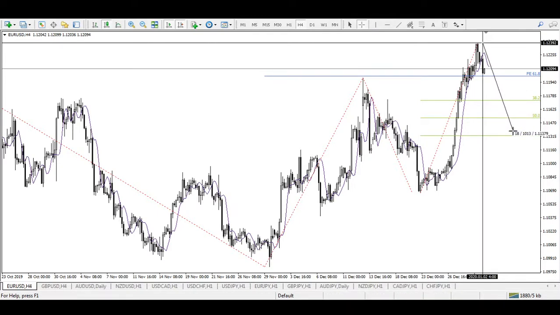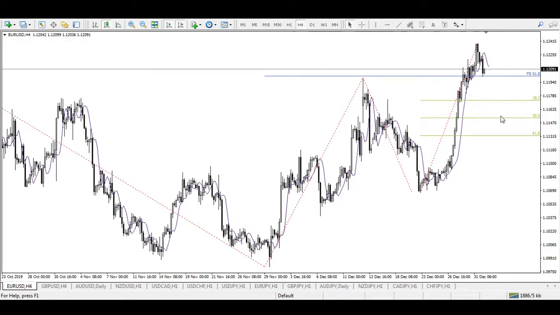Sorry, no, it's not coming to the 61.8. It's rather coming to 50%. This is the minimum target. So we can exit our sell position at this Fibonacci 50% area, and then we can wait for any bullish candle formation on the 4-hour time frame.